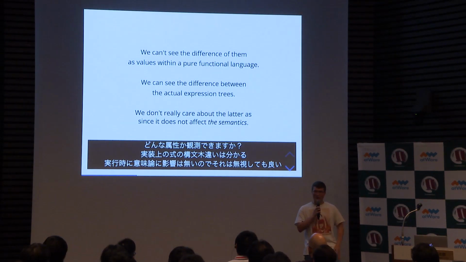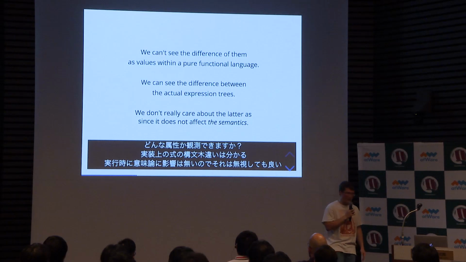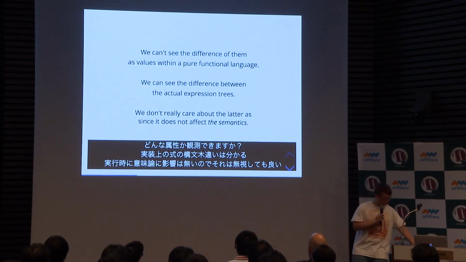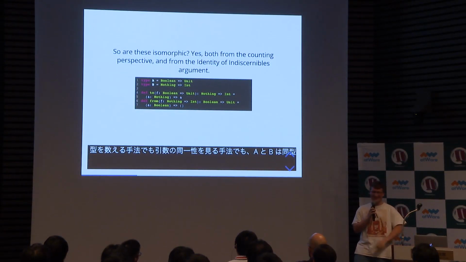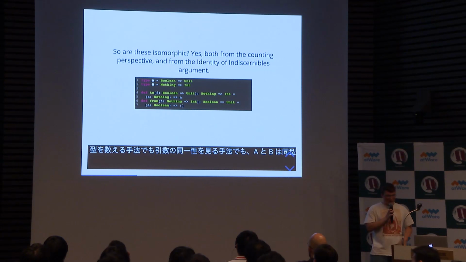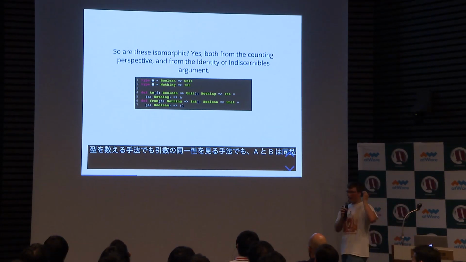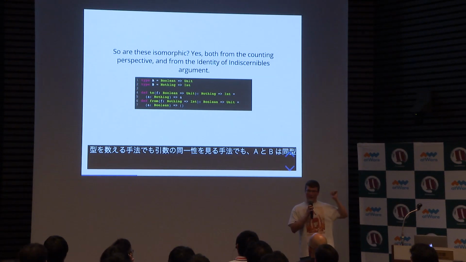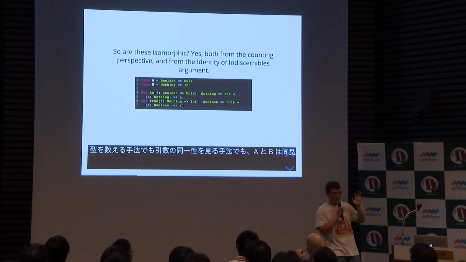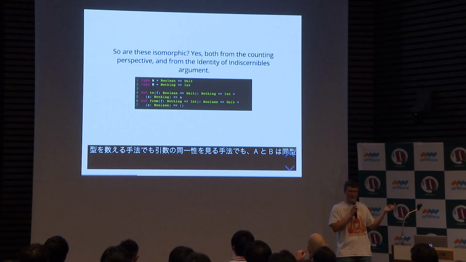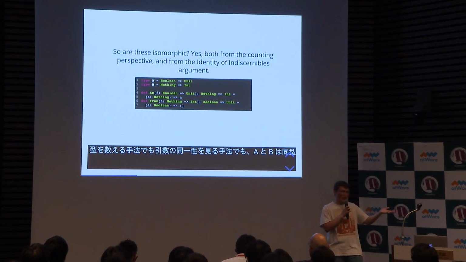Let's say we care about performance. Well, in that case, perhaps 2 to the power of 12 cubed plus 1 has slightly different performance characteristics than 1729, excuse me. Okay, so those two are isomorphic both from counting perspective and from identity of indiscernibles perspective. Now I say they're isomorphic because they have only one inhabitant, right? And so we can construct a function that maps one value to the other value because there's only one possible value. Fairly simple stuff.